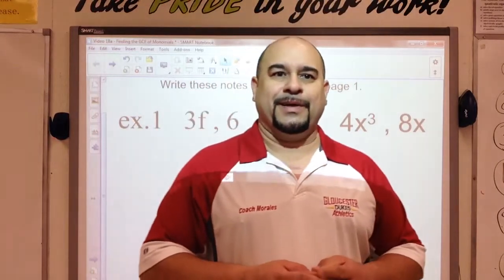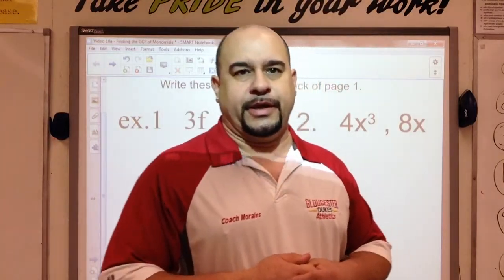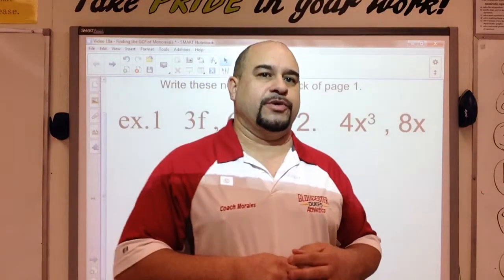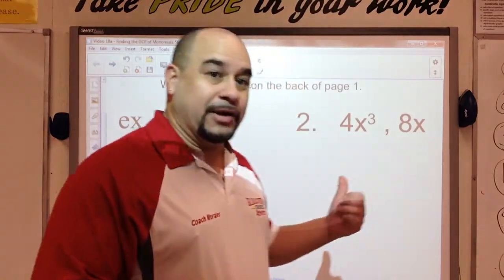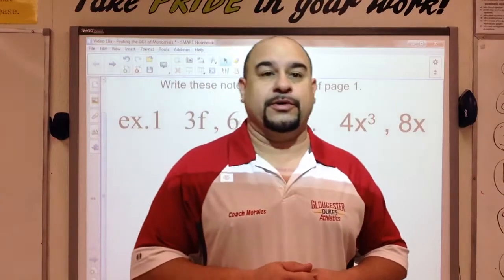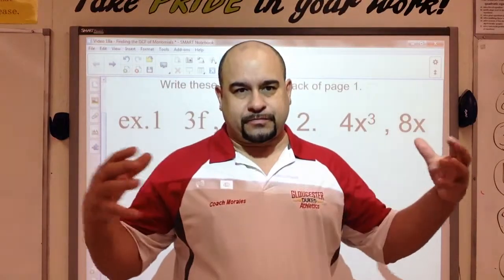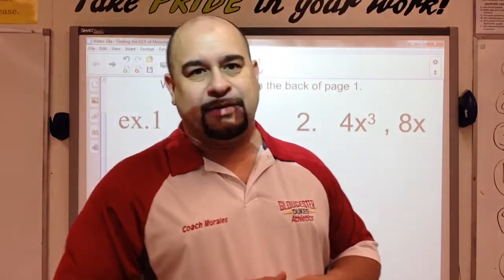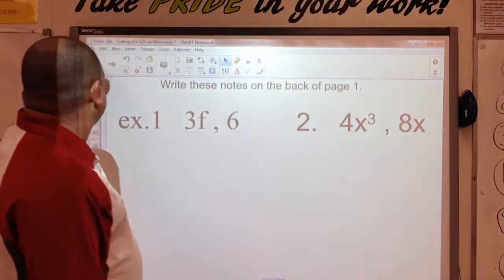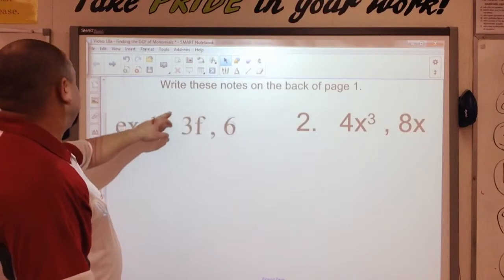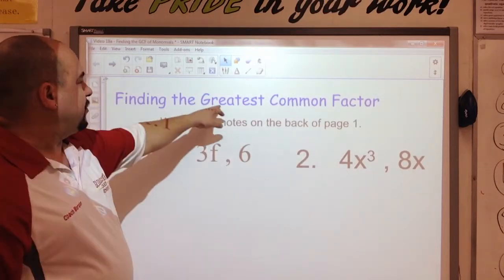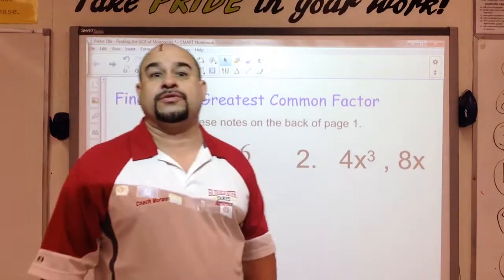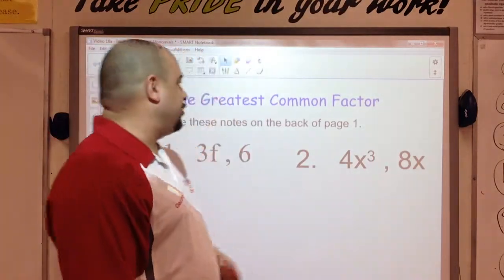We're starting a new unit. And now this unit is about factoring. It's about taking polynomials, whether it's a binomial, monomial, or even a trinomial, and finding the GCF. GCF stands for greatest common factor. So, this unit we're going to be finding the greatest common factor. We're going to look at some monomials, some binomials, and some trinomials.